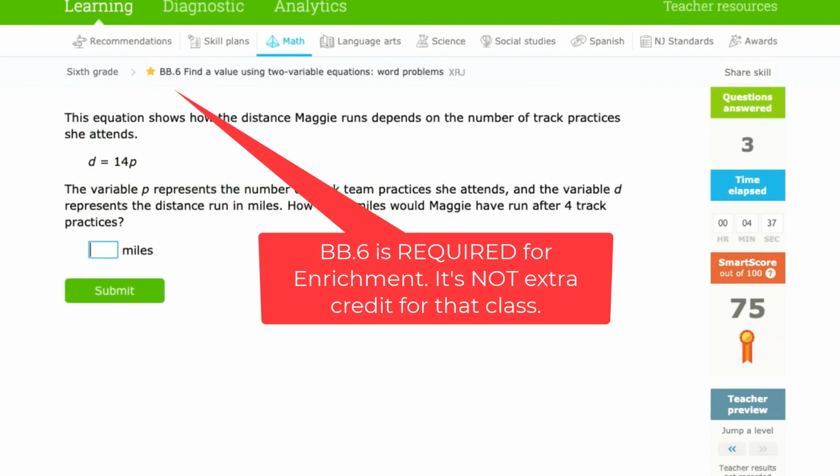So BB.6 is extra credit. If you score 100 on BB.6, you get 5 extra credit points on your next minor assessment. If you score a 90, you will get 4 extra credit points on your next minor assessment. If you score an 80, you get 3 extra credit points. If you score 70, you'll get 2. If you score 60, you get 1. And anything less than that, sorry, you're not getting any extra credit.